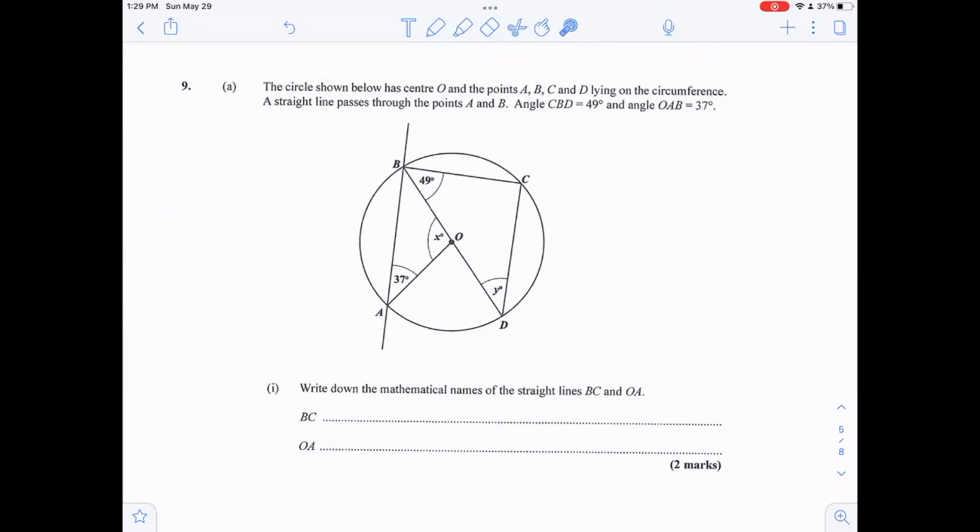BD. So right away, this is the diameter. So therefore, we have the theorem that says the angle in a semicircle is a right angle. So work out for me y.